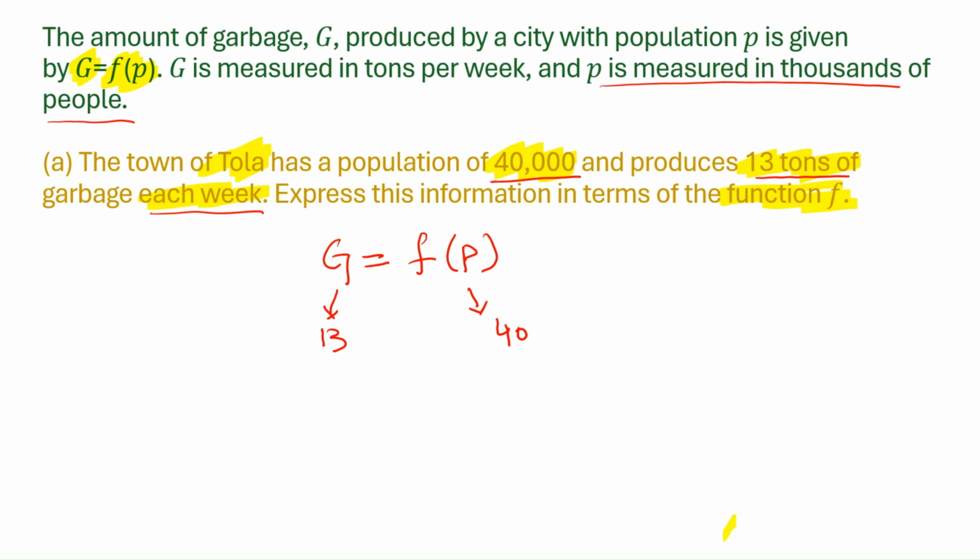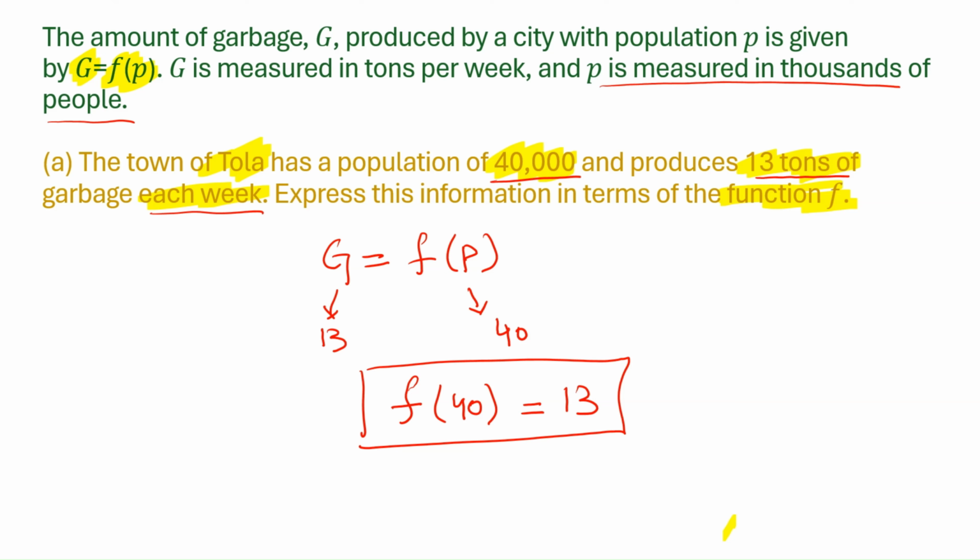Now, to represent this function, we just need to plug in the information that f of 40 is equal to 13. And what that means is that if a town has 40,000 people, they produce 13 tons of garbage each week. So the statement is pretty straightforward, but in order to represent that in terms of function notation, we write it in such a way and read it in such a way that 40,000 people is generating 13 tons of garbage per week.